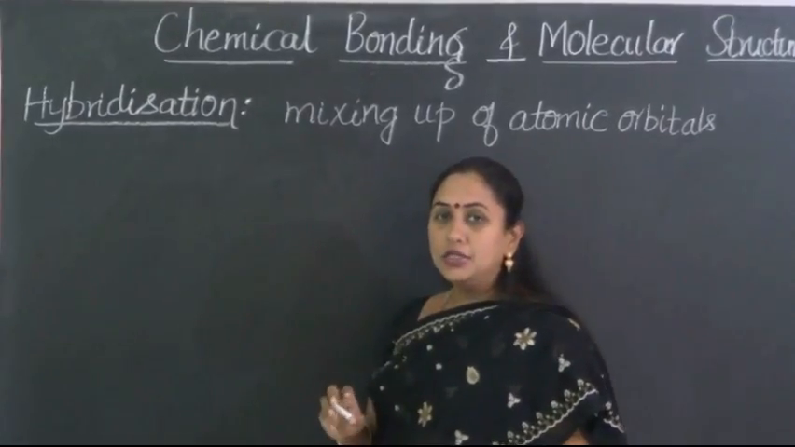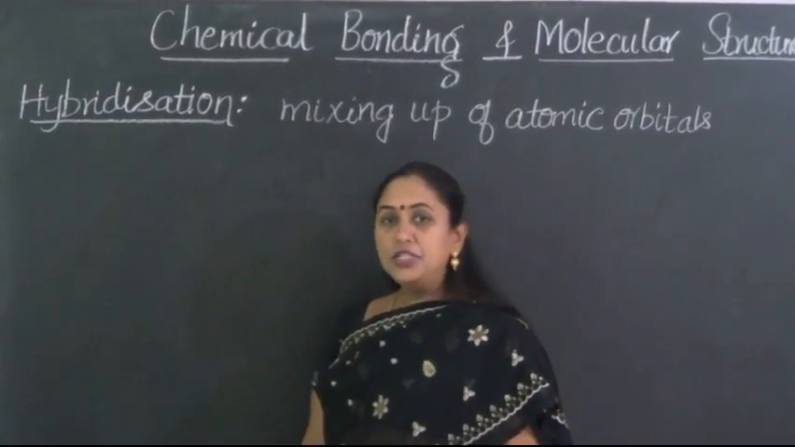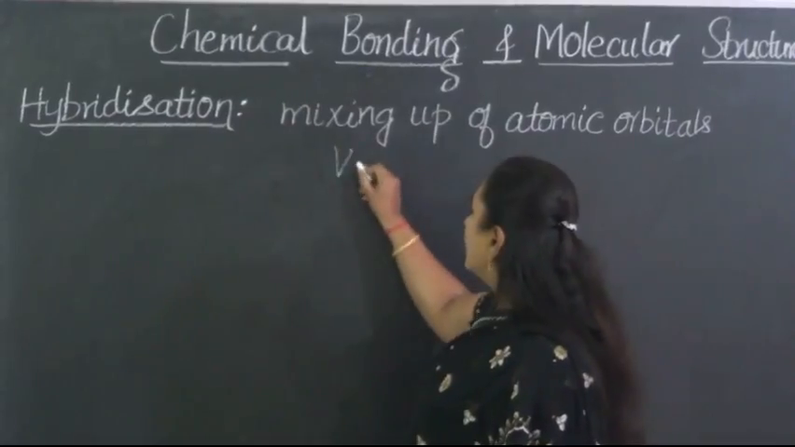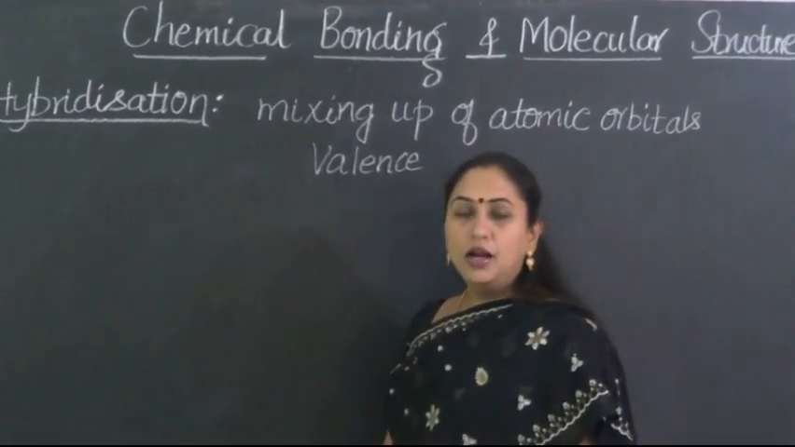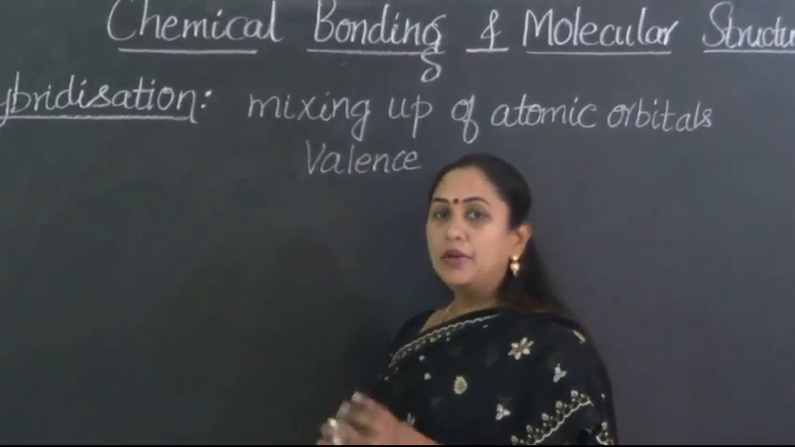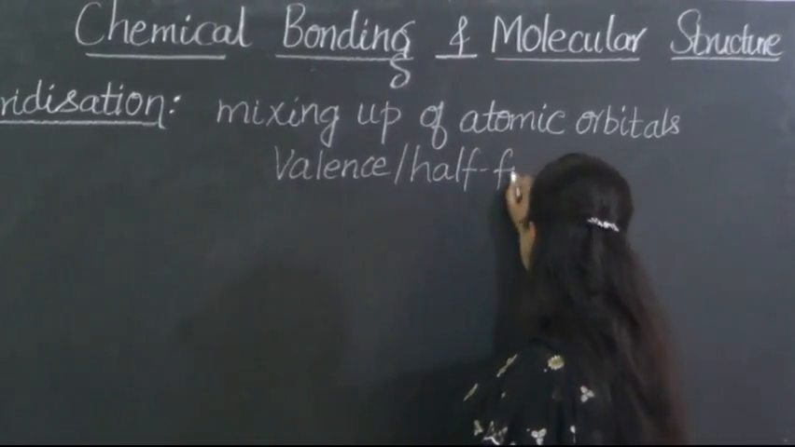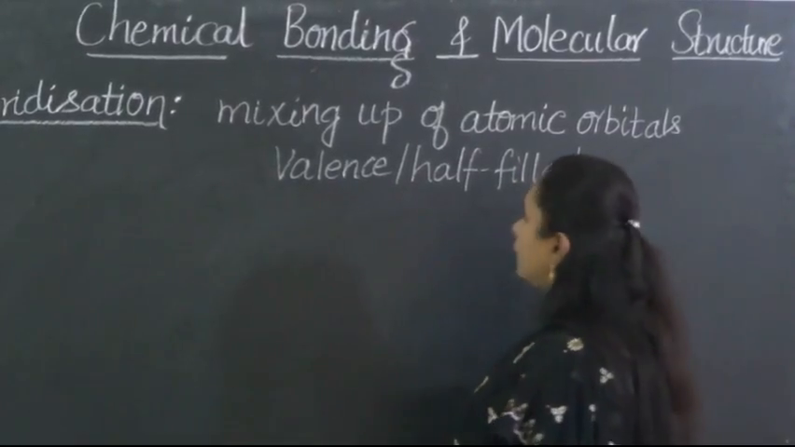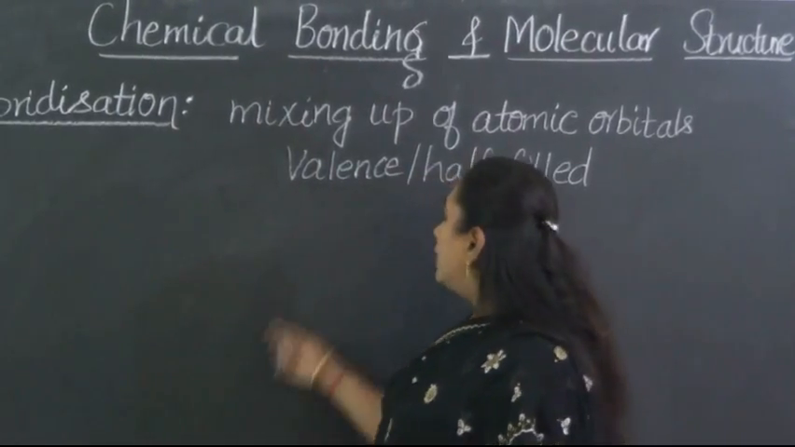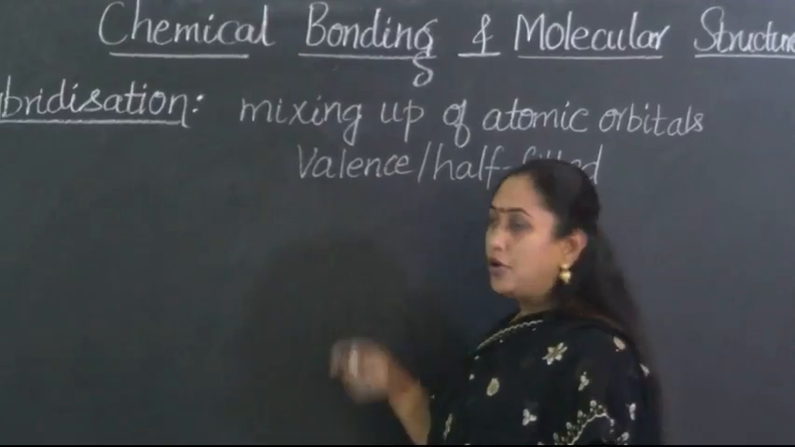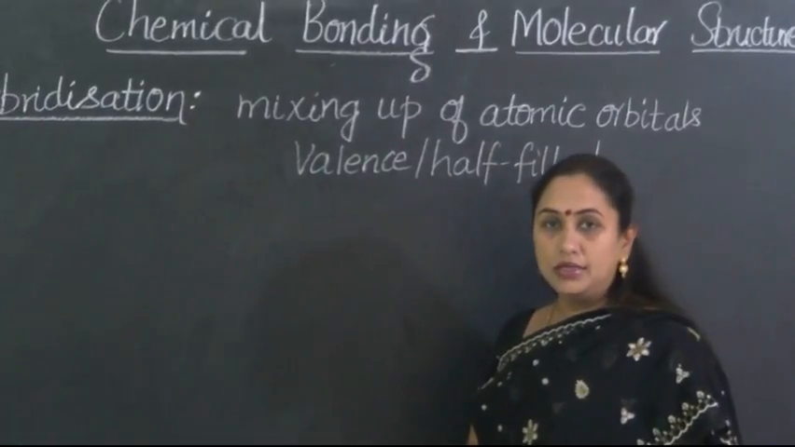What is hybridization? It is a process of mixing up of the atomic orbitals. Which atomic orbitals? Again, the focus point is the valence atomic orbitals. And what should the condition be for mixing up? They would be having half-filled orbitals. So, the point of focus is that for undergoing the process of hybridization, there is involvement of the valence atomic orbitals, and they are all half-filled valence atomic orbitals.